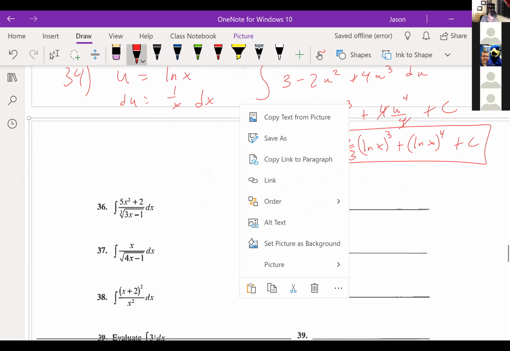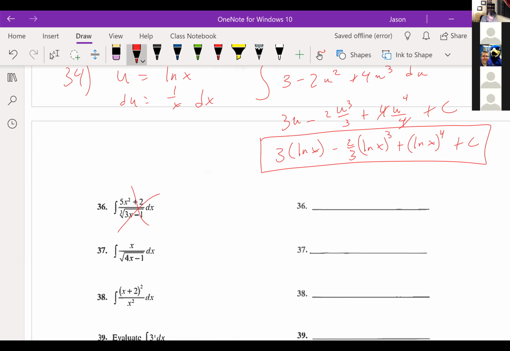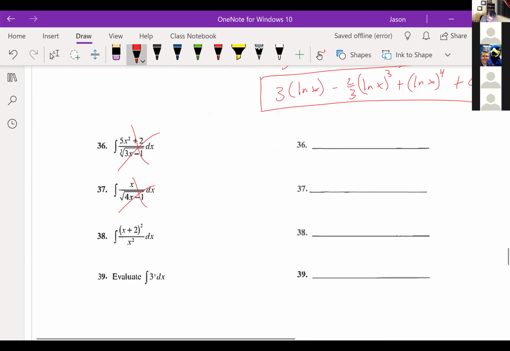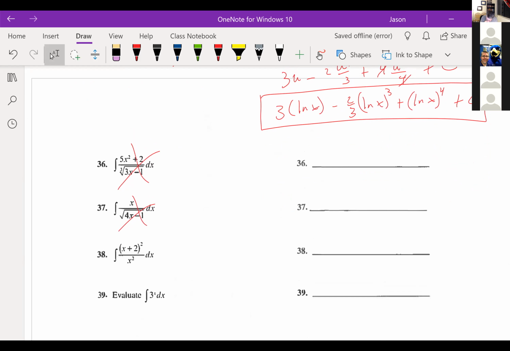Let's see. This one, 36. Get rid of that one. Get rid of this one. Okay. 39. I could use that table of integrals on 39 as well. What about this one? Can I do anything with this one? Yeah, I can. I could multiply this out, actually, for 38.